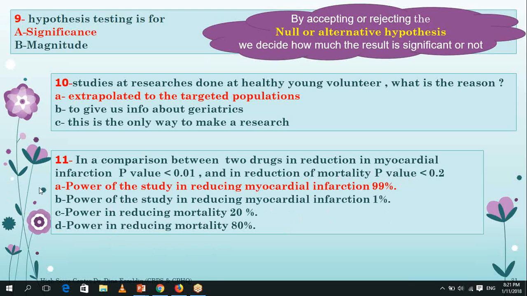He asked about the power, not the percentage of chance. The percentage of chance was less than 0.01. So we are sure that this study reduces myocardial infarction 99%. This is the power of the study in reducing myocardial infarction, 99%.